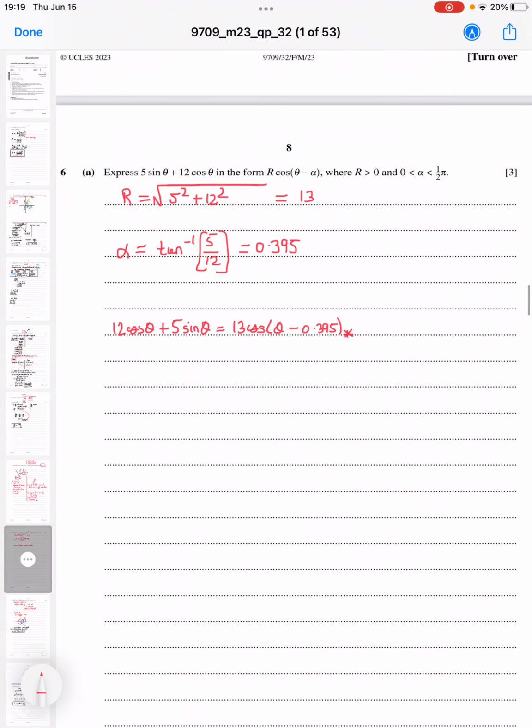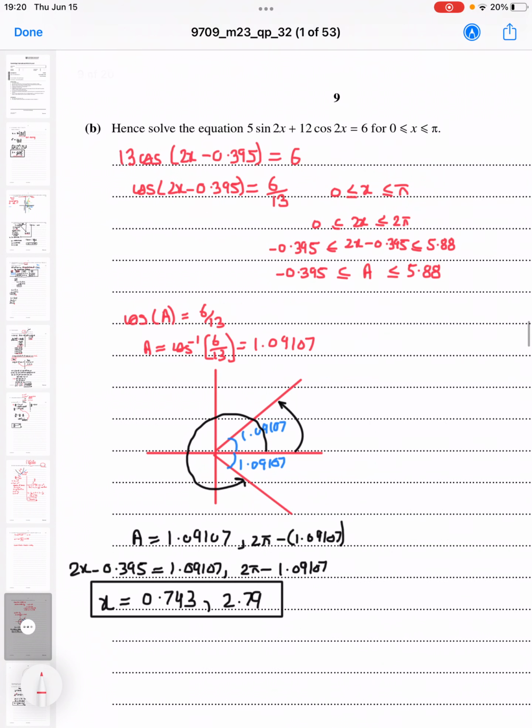Question number 6 says to express 5 sine theta plus 12 cos theta in the form r cos(theta minus alpha), where alpha is between 0 and 90 degrees. So r is the square root of a squared plus b squared, which is equal to 13, and alpha is tan inverse of b over a, so it is 5 over 12, so it becomes 0.395. So we can write it in the final form.